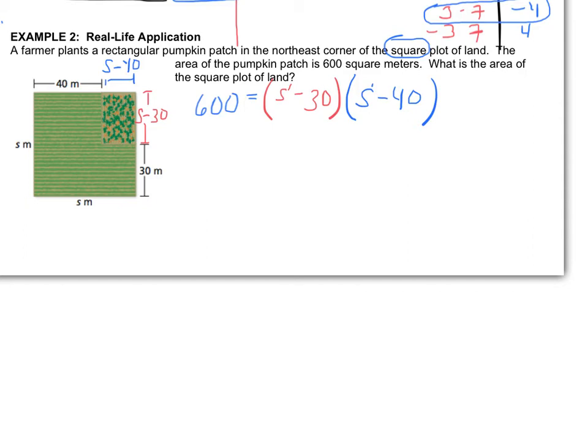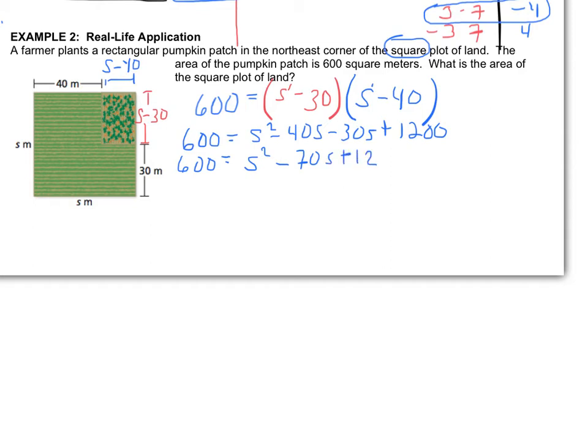To be able to factor this type to help me find what S is by itself, what I need to do is first use my FOIL. So the first step here is I'm going to bring down the 600 because we're not doing that for a little bit. When I use FOIL, I get S squared minus 40S minus 30S plus 1200. I can simplify a little bit more here. I get S squared minus 70S plus 1200.